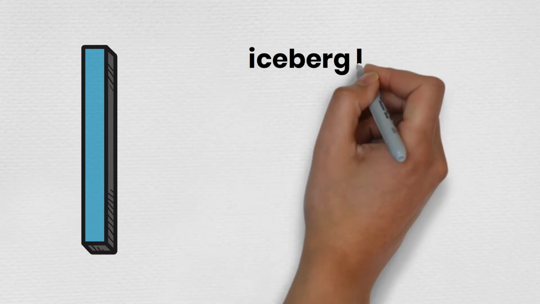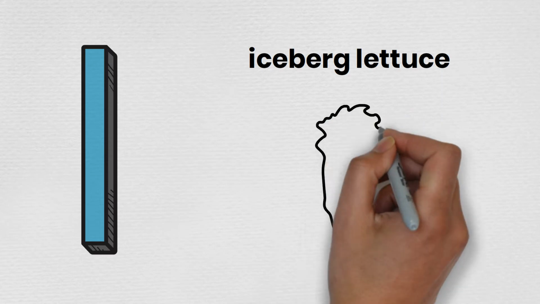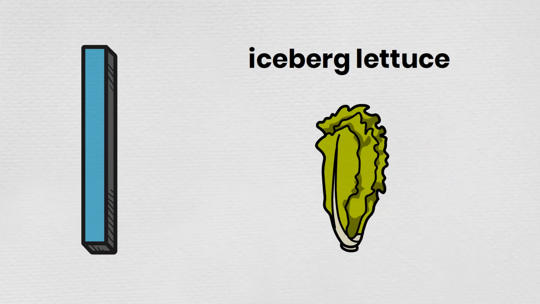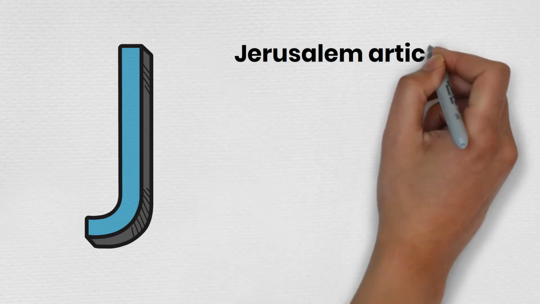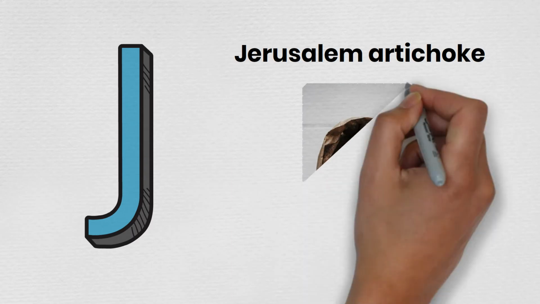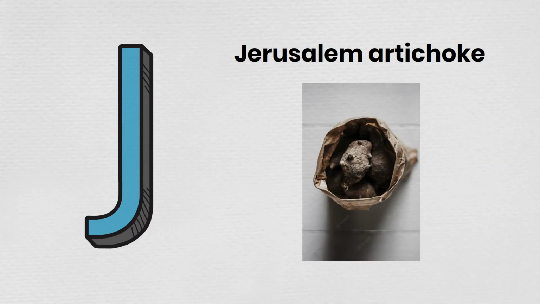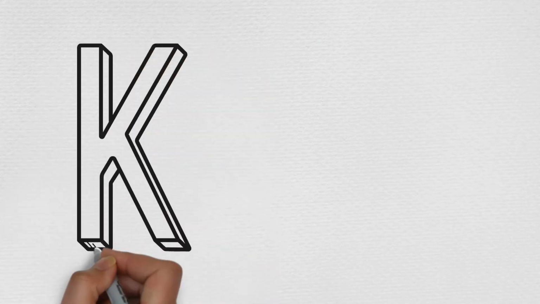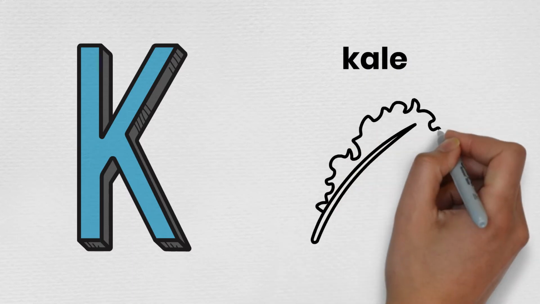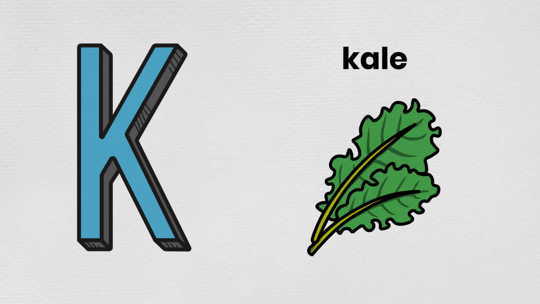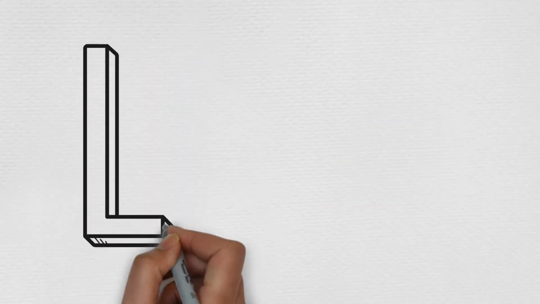I is for iceberg lettuce. J is for Jerusalem artichoke. K is for kale. L is for leek.